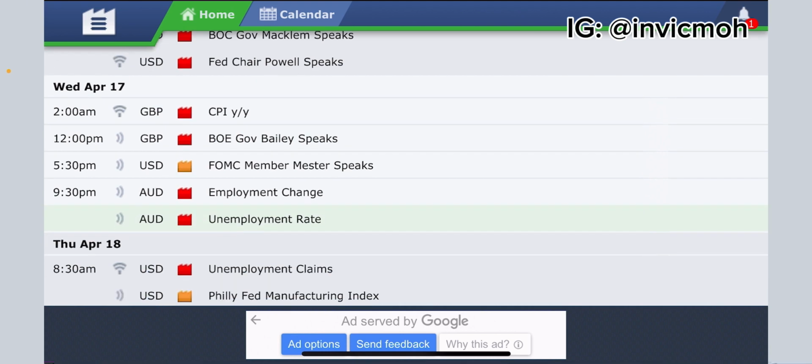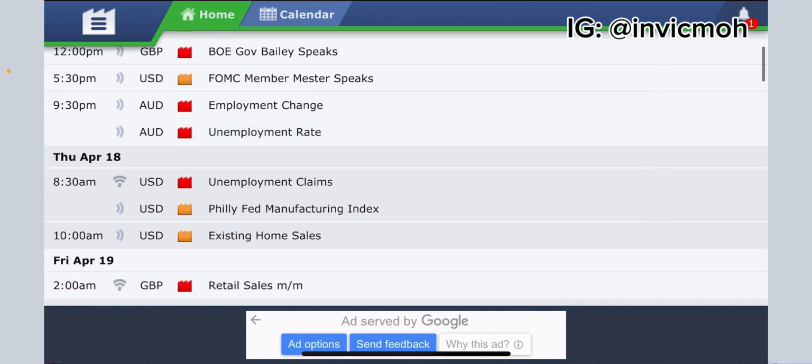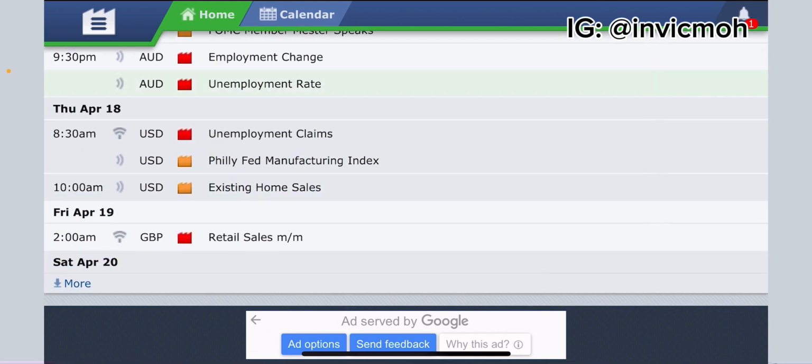On Wednesday, we have GBP CPI release and AUD employment change and unemployment rate. Wednesday is actually a really calm day based on how the news is set up, and Thursday is also a calm day. Friday is also a calm day.